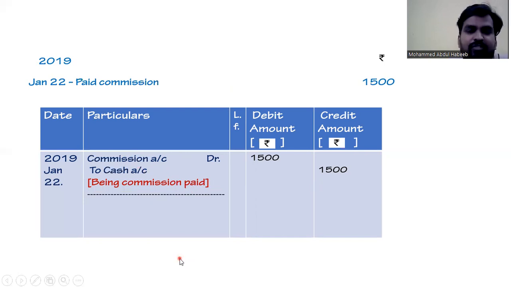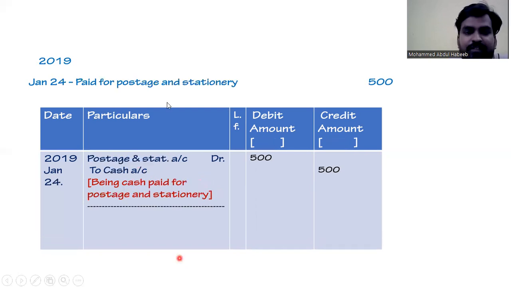Coming to our next transaction, which is on 2019 January 24. Paid for postage and stationery 500 rupees. So again, the date will be taken as 2019 January 24. As we are paying cash, the business is paying cash, so cash is going from the business, so cash will be credited, and this time the cash is being paid for postage and stationery. So this time the expenditure of business is towards postage and stationery. So postage and stationery will be debited and cash will be credited. So the journal entry on 2019 January 24 will be postage and stationery account debit 500 to cash account 500, and the narration will be being cash paid for postage and stationery.